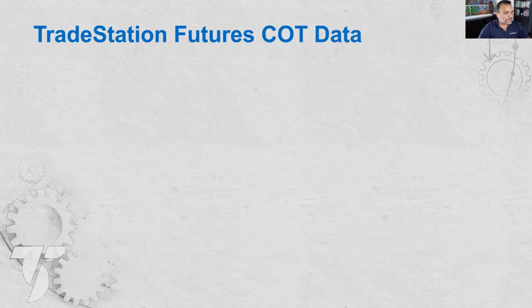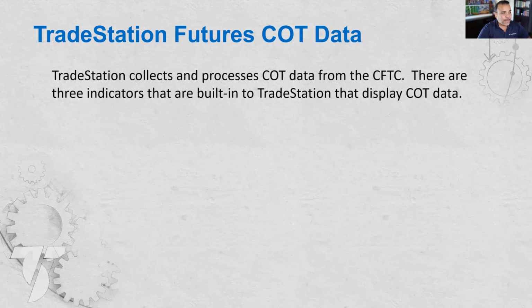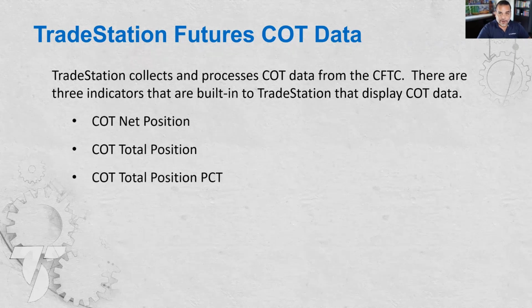Let's take a look. In TradeStation, we have COT. COT is just an acronym for commitments of traders. TradeStation is going to collect this data from the CFTC. There are 3 indicators that are built into TradeStation that display COT data. And you're going to find them under these names: COT net position, COT total position, and COT total position percentage. By the way, I have some custom studies that I have modified.